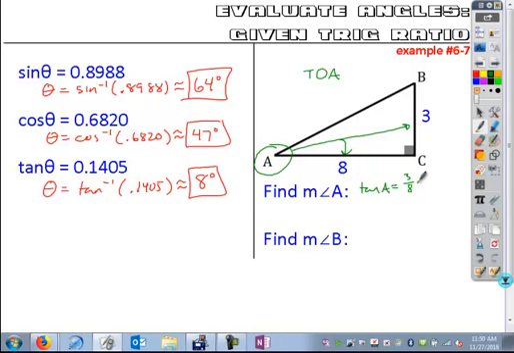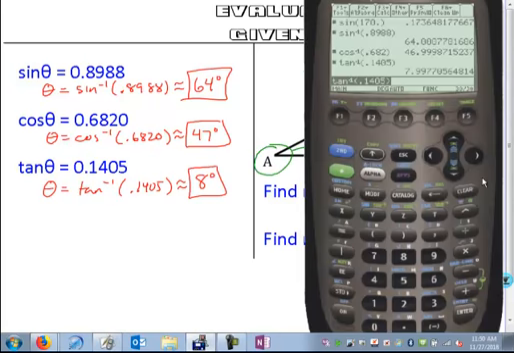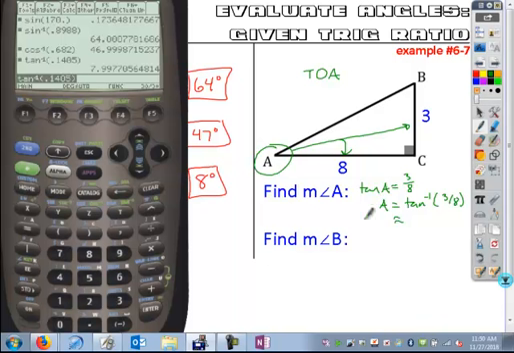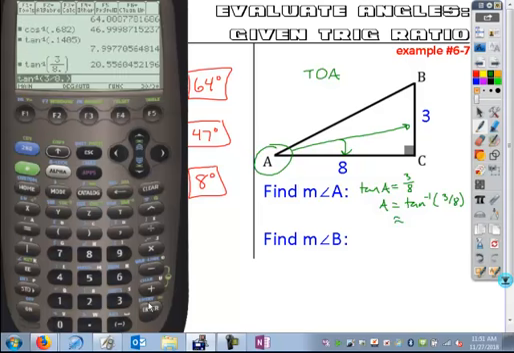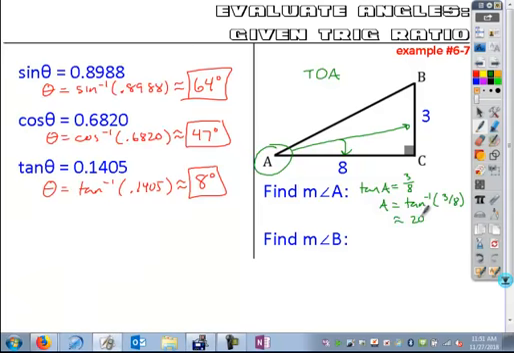So even though I have it written as a fraction, it is a decimal. It's a ratio. And so I can solve for A by taking the inverse tan of that ratio. And that's going to give me my answer. So when I do my calculation here, the diamond T for inverse tan of 3 over 8, I do want to enter a decimal, so my answer is displayed with decimals. And when I hit enter, I get my angle measure, 20.6 approximately. So this angle is 20.6.